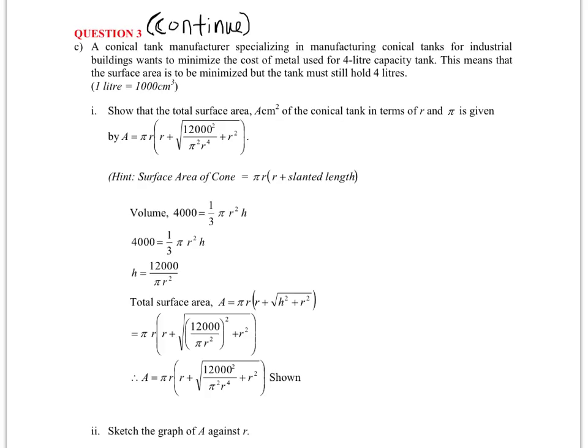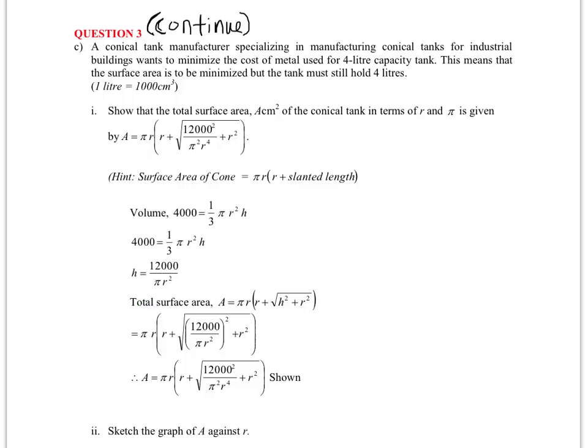Okay, so now read through this. Give yourself some time, maybe stop the video and read first. Anyway, they ask you to show or prove this, and given that the capacity of the tank is 4 liters, of course 4 liters is really 4,000 cm cubed. So from the answer in part B, we equate them and replace the volume with 4,000. Working will end up giving us the relationship between H and R.